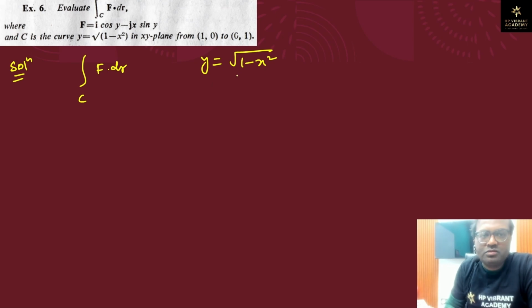Now let us discuss question number 6, how we can solve this. So we have to find ∫ F · dr, that is the line integral along the curve given by y equal to √(1 − x²) in the plane from (1, 0) to (0, 1). How we can solve this? So we have this curve as y² = 1 − x². So from here we have x² + y² = 1.